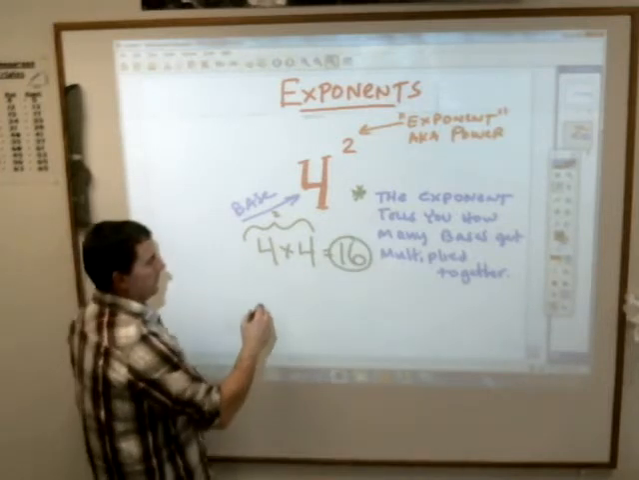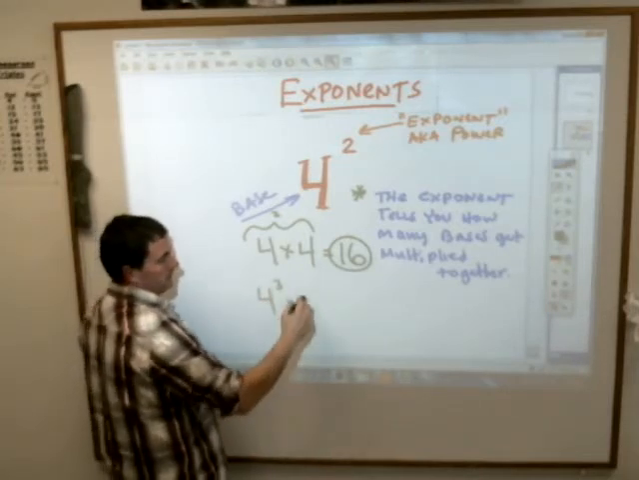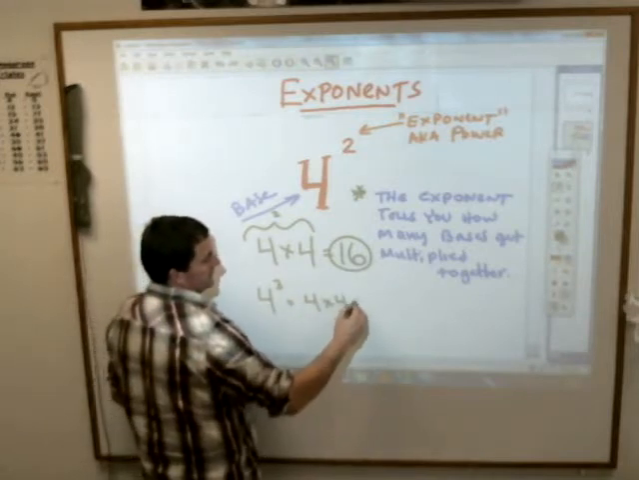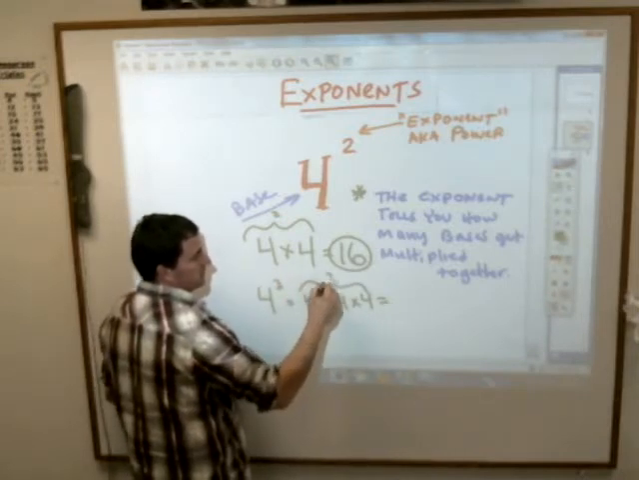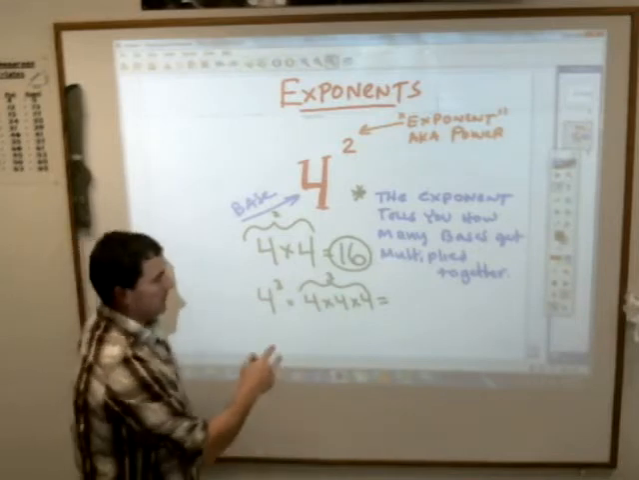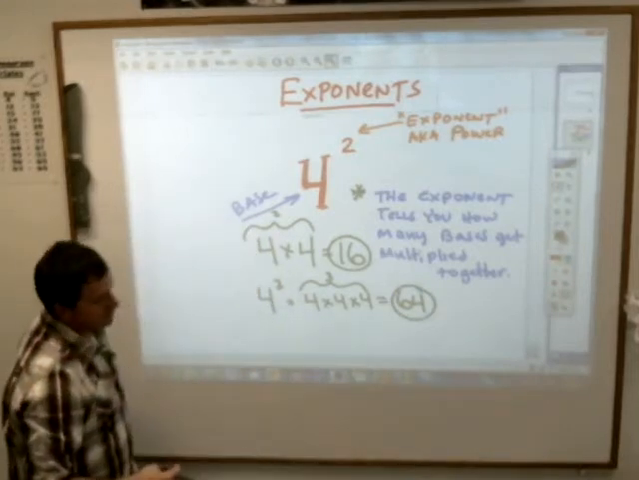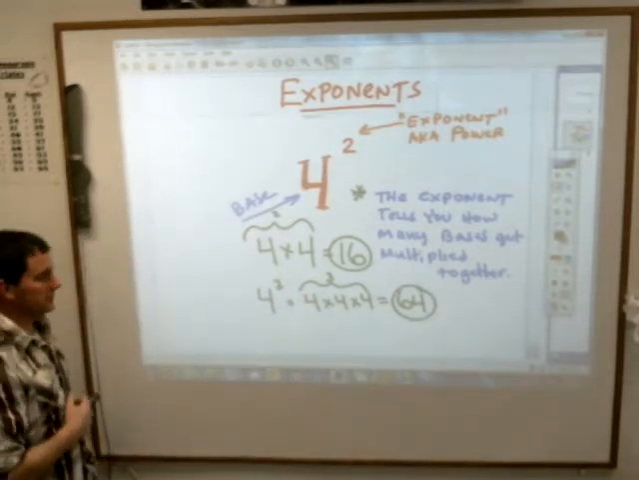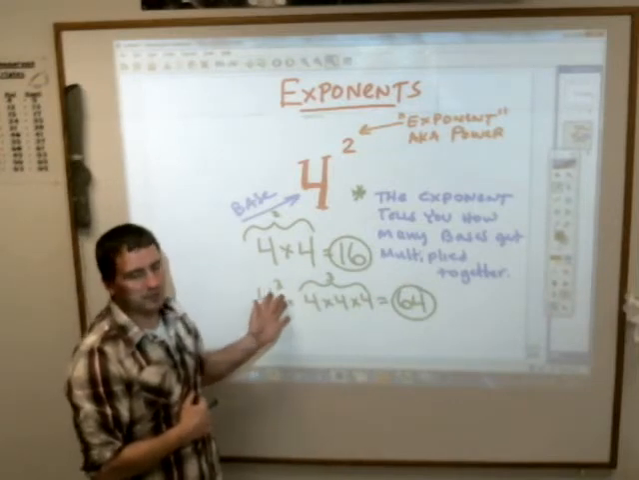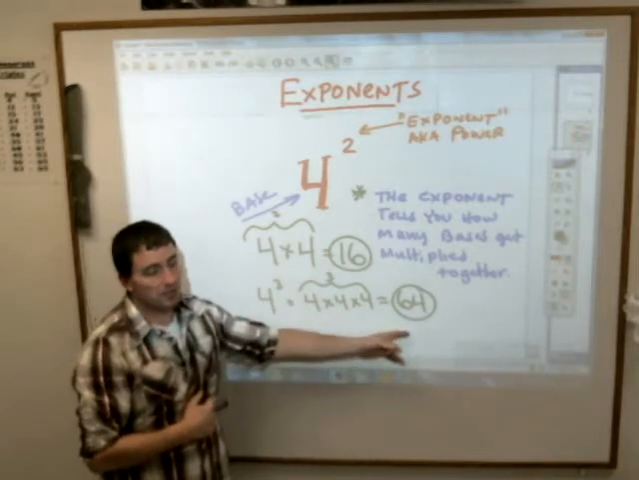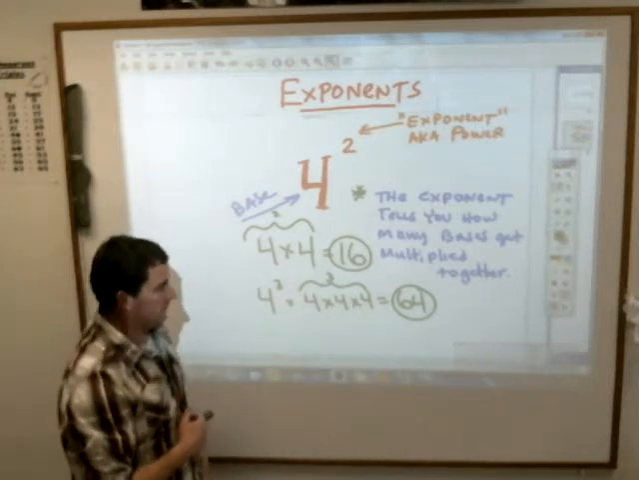4 to the third power means that you have 3 4s being multiplied together. 3 of them. This little number, the exponent 3, tells you how many of that same thing get multiplied together. 4 times 4 is 16, times 4 is 64. Take my word for it. I can tell you zillions and zillions of times for the answer to this, people tell me it's 12. And it's not, because it's not 4 times 3. That would be 4 plus 4 plus 4, which is 12. But this is all multiplication. It's 4 times 4 times 4, which is 64.